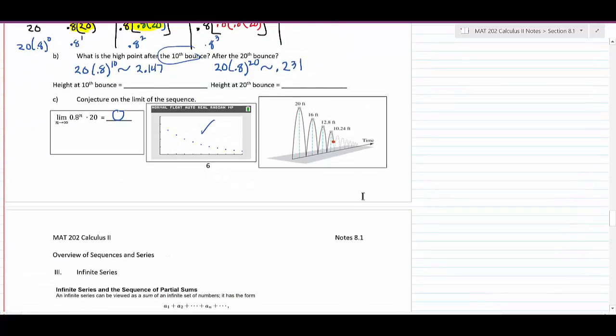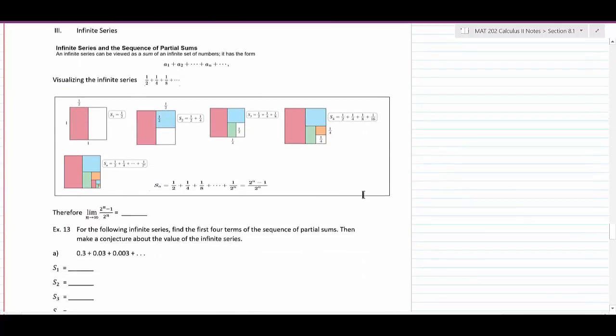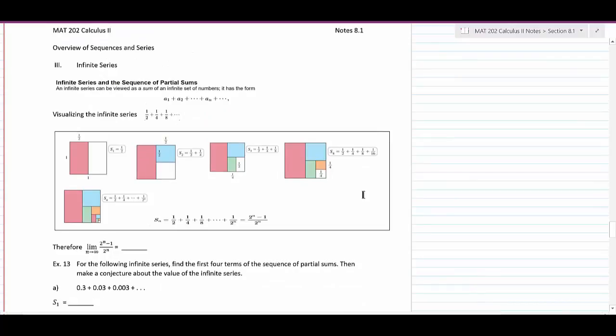Now we're going to move to series. Because we're going to be studying series and everything for the next few weeks, one thing that you want to get down is the difference between a sequence and a series. Now, a sequence is a list of numbers, right?